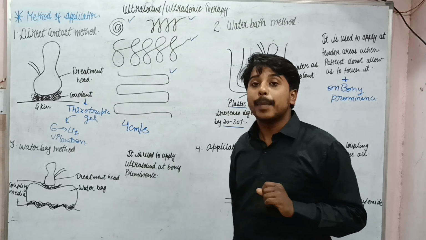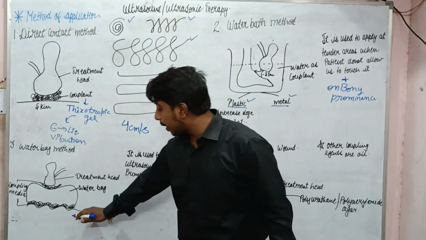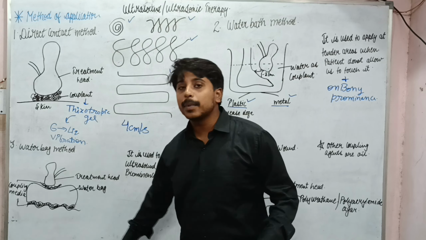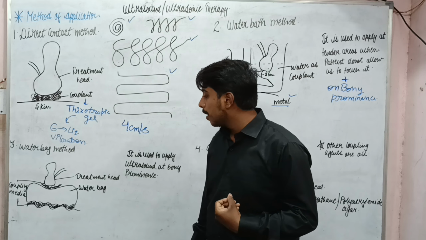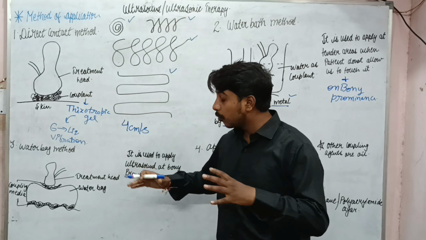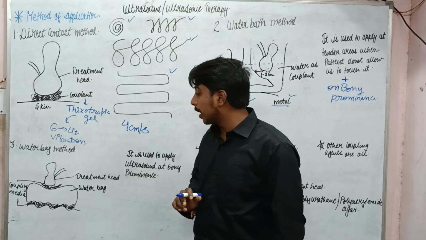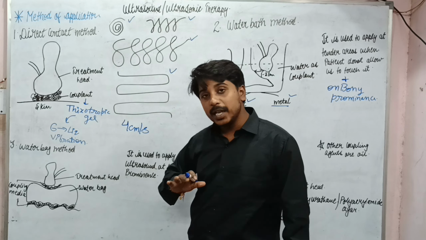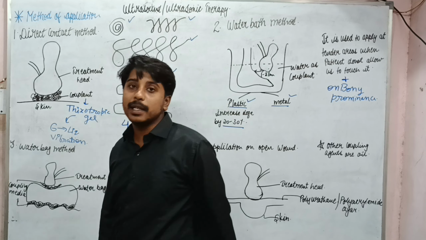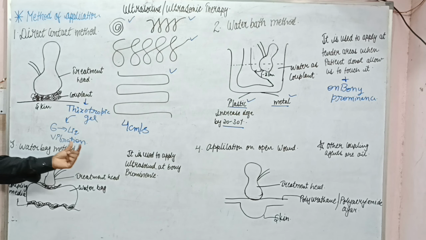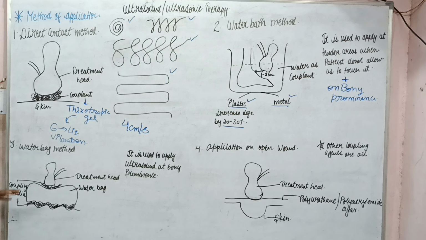Next is the water bag method. Here this part is skin, then there is couplant, then there is a thin plastic bag. We can also use condoms here, filling them with water and applying them. Then again we apply some coupling media, then the transducer head is placed, and we apply the ultrasound. It is used to apply ultrasound at bony prominences. So this is the third method of application.